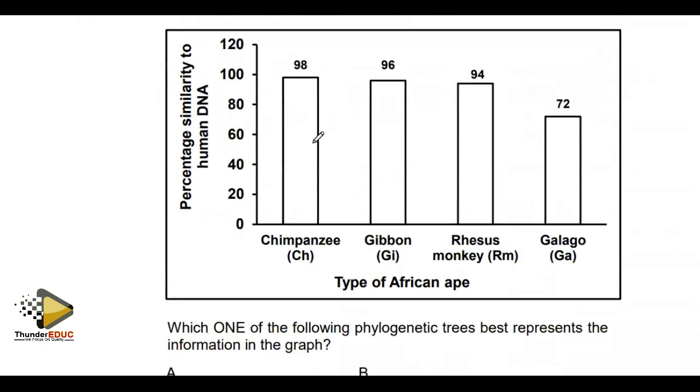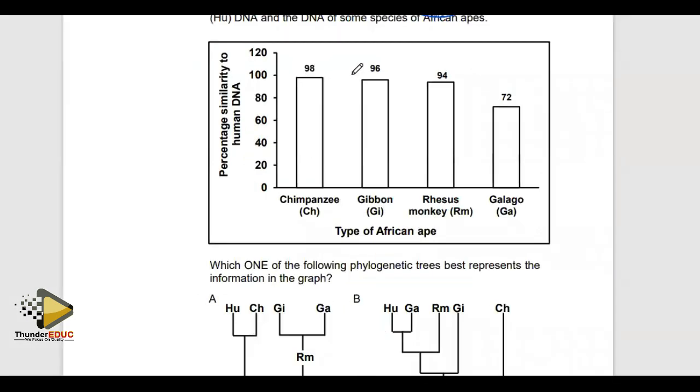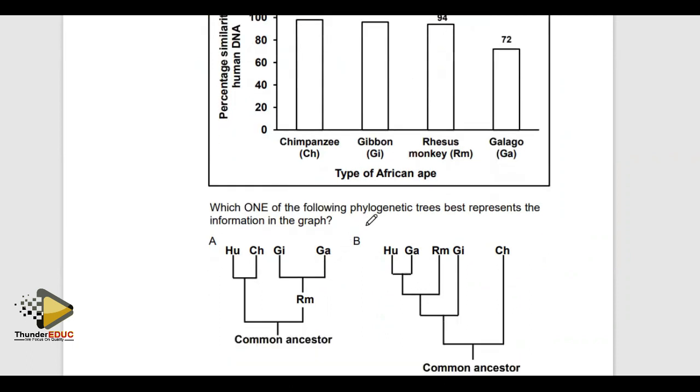So it means that if you look at this, if it is similarities, humans and the chimpanzee share 98% of DNA. Then gibbon and the humans share 96% DNA. And then the rhesus monkey, we share 94% DNA. And then the galago, we share 72% DNA. So now a question is asking, which one of the following phylogenetic trees best represents the information in the graph?